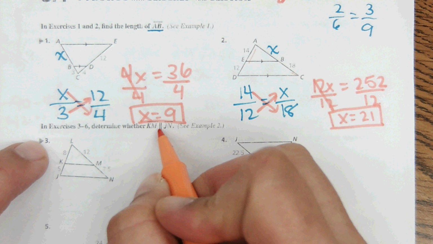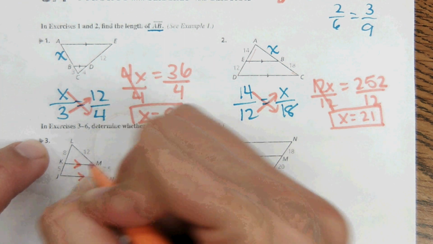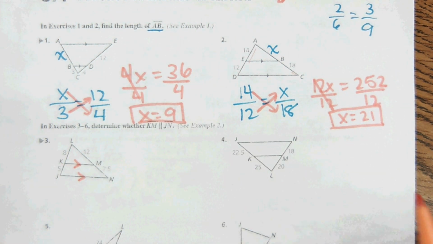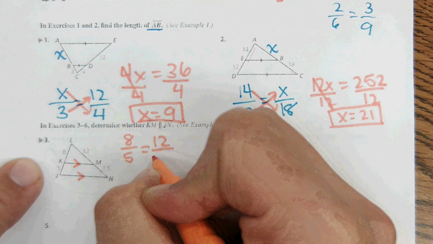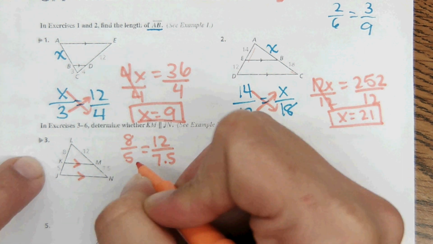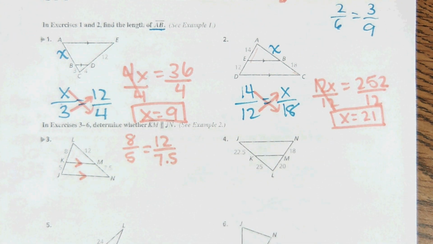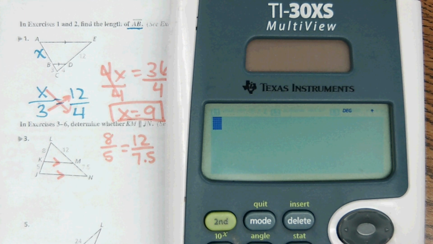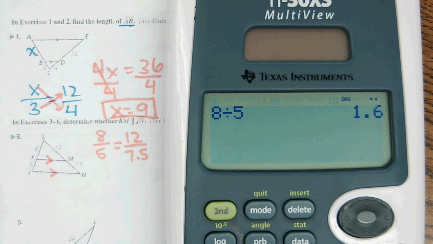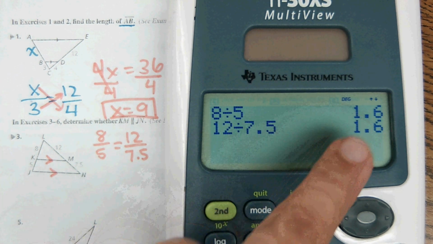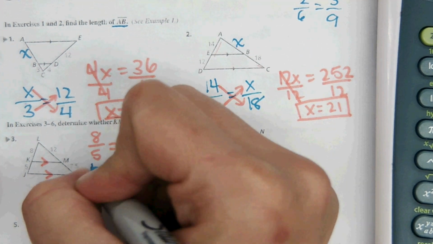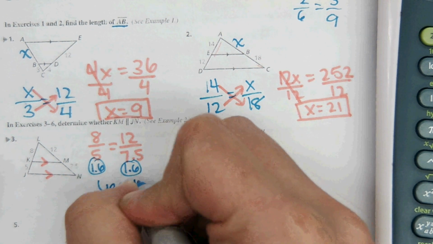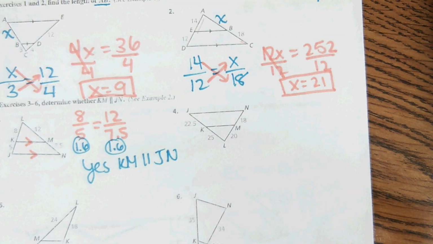Okay, so for number 3, or the next section, it says determine whether Km is parallel to Jn. So in order for Km to be parallel to Jn, there would have to be proportionality here. So we're going to set up the proportion again. 8 over 5 equals 12 over 7.5. And if these divide to the same number, then they are proportional. So I'm just going to plug this in here, 8 divided by 5, and 12 divided by 7.5, and it indeed does come out to the same number, 1.6. This comes out to 1.6, and so does this. So therefore, yes, Km is parallel to Jn.